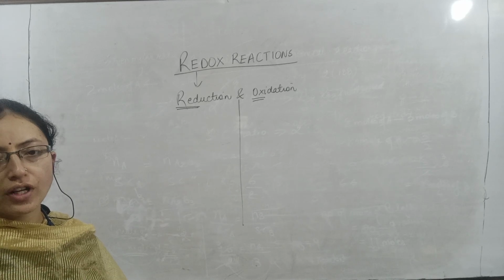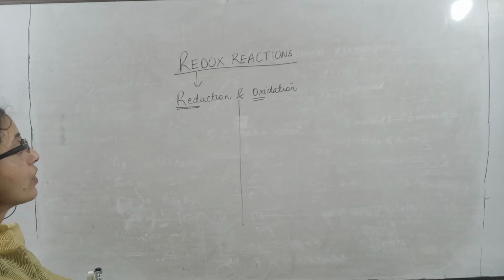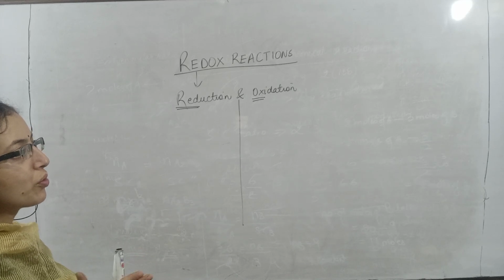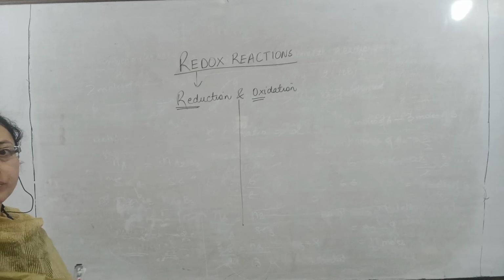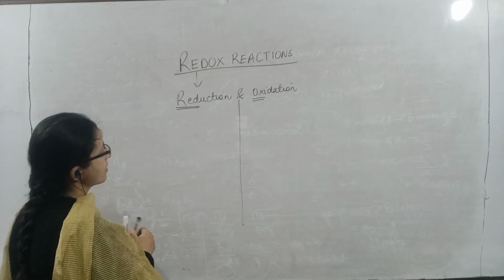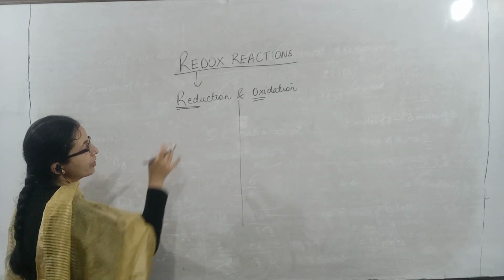If there is loss of electron, there must be some substance which is gaining electron, right? So if reduction is happening, there must be some substance which must be getting oxidized. So simultaneously ये दोनों processes होती है. That is why we use the term redox. Now let's understand the differences between the two.